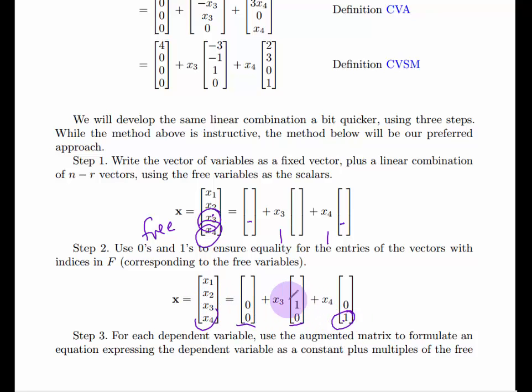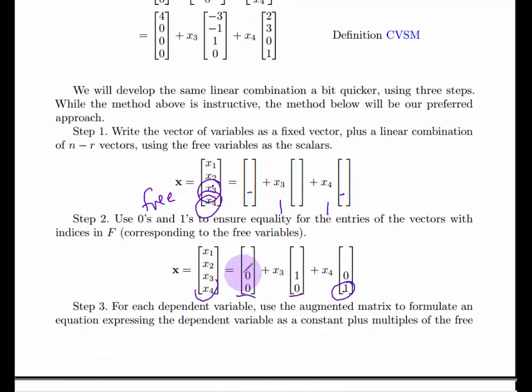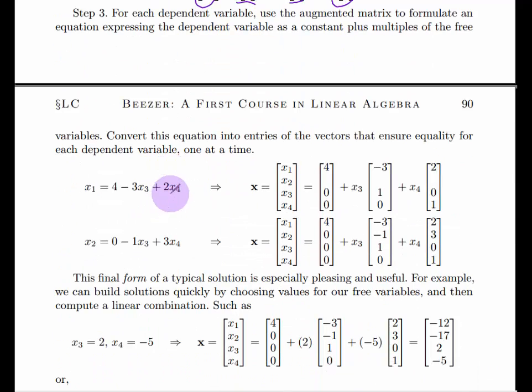I'll have an x3 on the left, I'll have an x3 on the right. Now for x1 and x2, it's a little more complicated because in fact we don't have x1 and x2 in the expressions here. So we have to break this apart to get the vectors that we need to make a linear combination. Okay. Now here we're just systematizing what we did above.